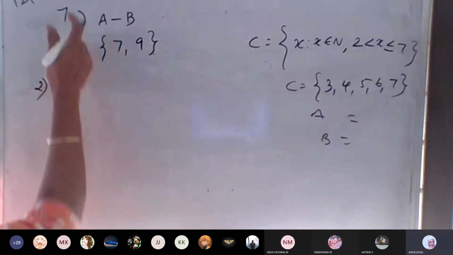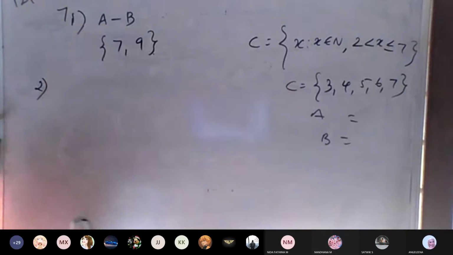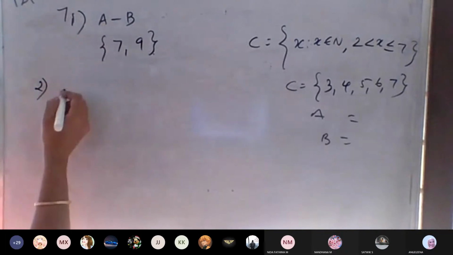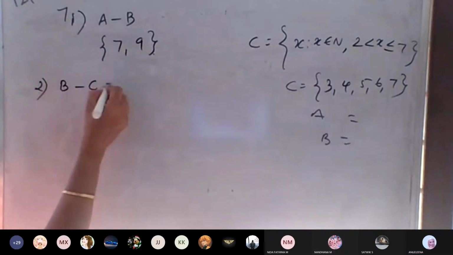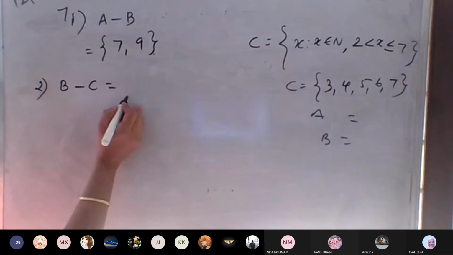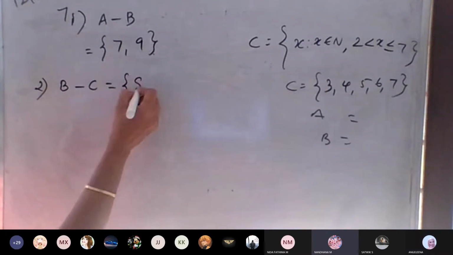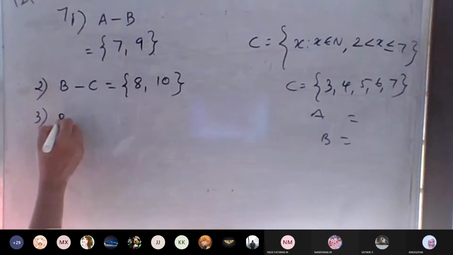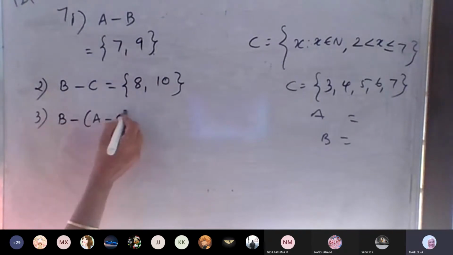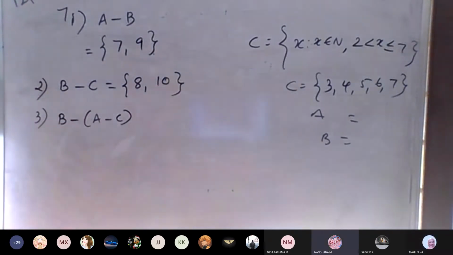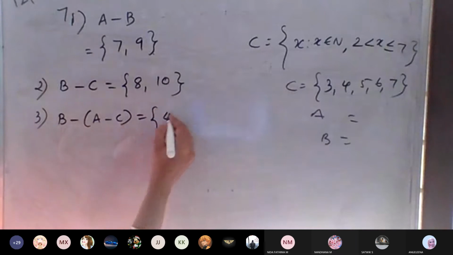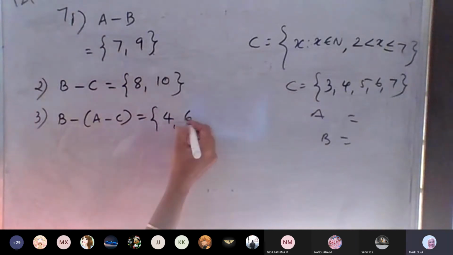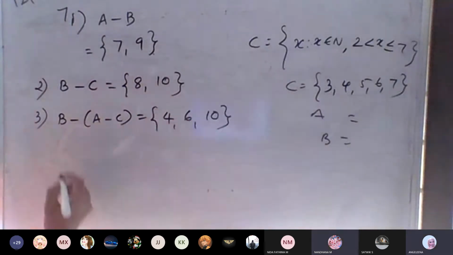Do you want me to explain? If you need explanation, please tell me, then only I will explain. So B minus C is what? B minus C is 8 and 10. Then B minus A minus C, the third question: 4, 6, 10. All got the correct answer? Same answer? Yes.